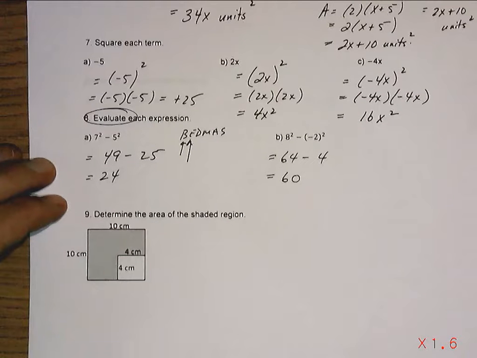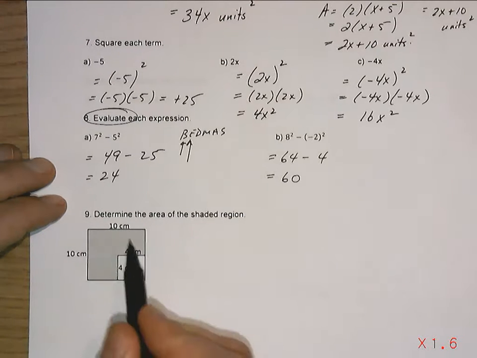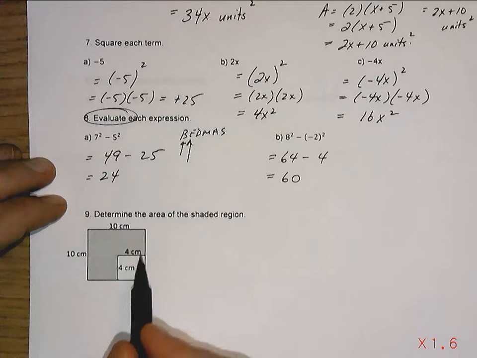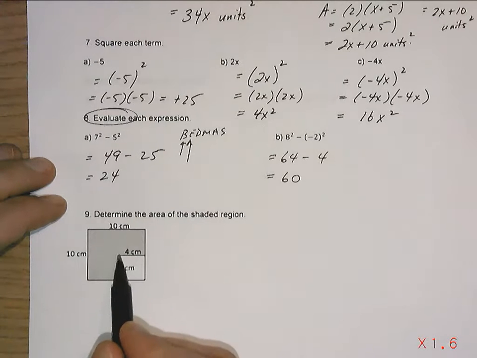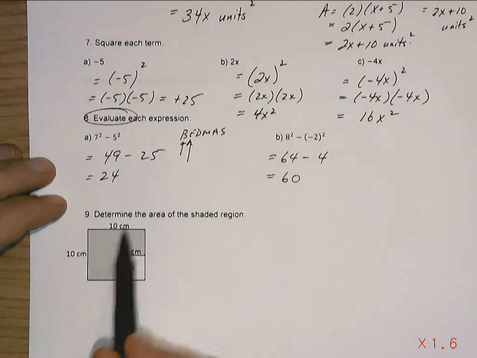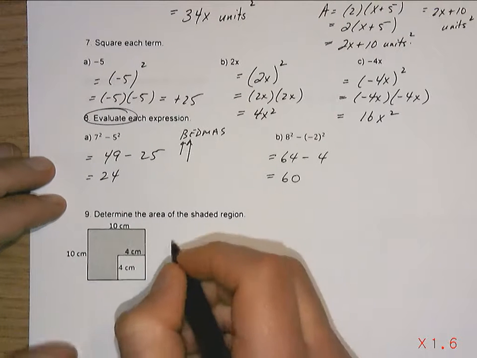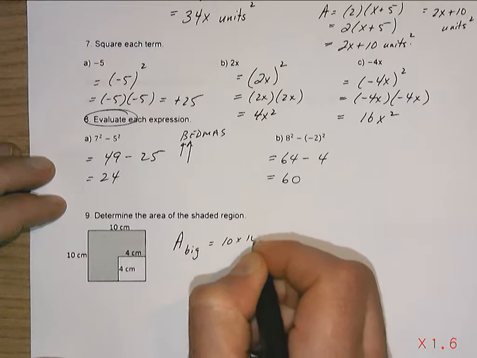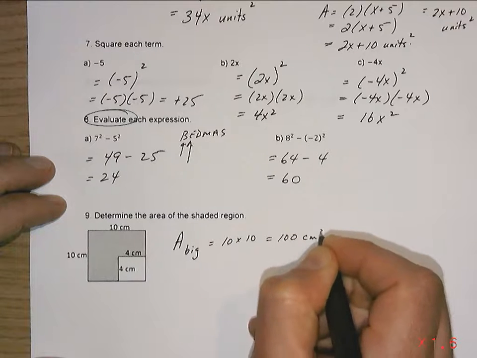All right, number 9. Then we're done this. We're looking at determine the area of the shaded region. All right, here's the shaded region. The entire region is 10 by 10. Oh my goodness. The unshaded region is 4 by 4. So the region that is shaded will be the big region. All of it. 10 by 10. Subtract the unshaded. And I think I goofed up earlier. I think I said the shaded region was 10 by 10. It's not. The big region is. So the area of the big region is going to be 10 by 10 centimeters, which is 100 centimeters squared.